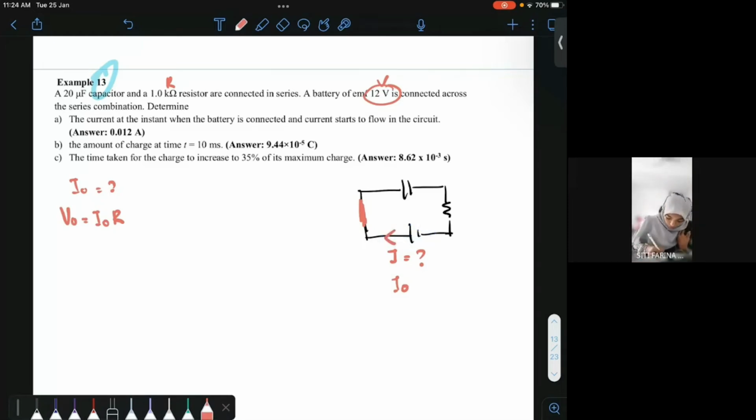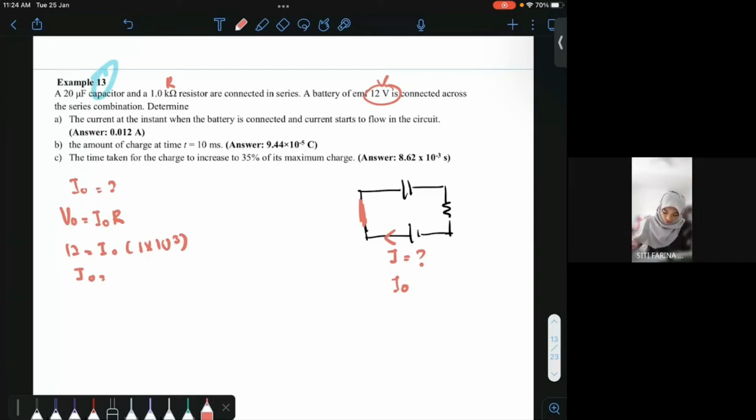Okay, so your V here is 12, I0, and your R is 1 kilo ohm. So you can find your I0 such as 12 divided with 1 exponent 3, iaitu 1000. Kamu akan dapat 0.012 ampere. So dah dapat current dekat sini.